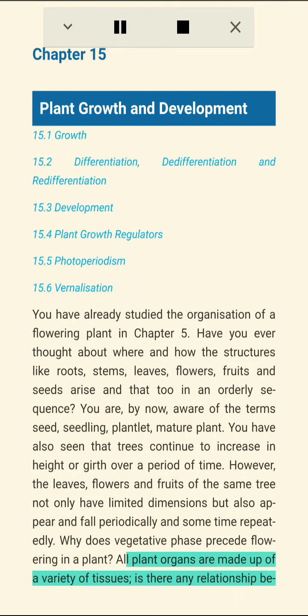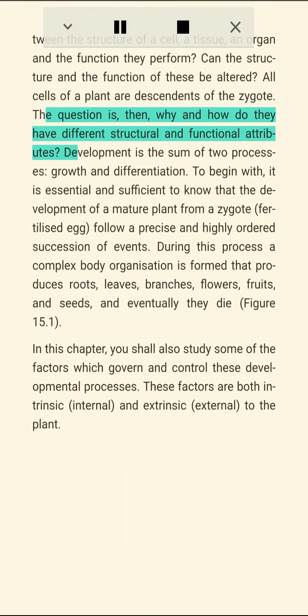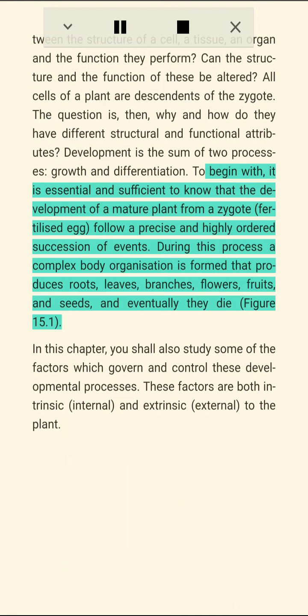All plant organs are made up of a variety of tissues. Is there any relationship between the structure of a cell, a tissue, an organ and the function they perform? Can the structure and the function of these be altered? All cells of a plant are descendants of the zygote. The question is then, why and how do they have different structural and functional attributes? Development is the sum of two processes, growth and differentiation.